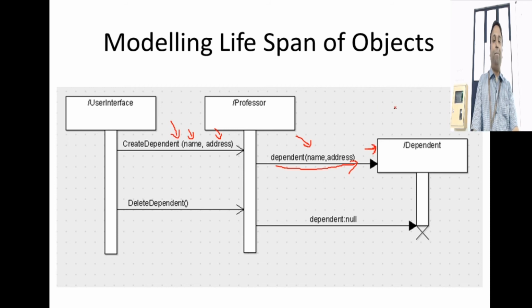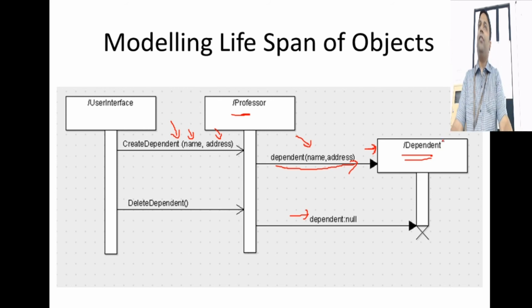Object placement. And how do you delete this object? You call delete dependent from the user interface, that is in the professor class. And inside this object, what you're doing is setting the dependent reference to null. Once it is set to null, it means you're terminating the lifespan for this object. So the null reference means it will remove the reference and it's deleted. So how do you denote delete in sequence modeling? With a cross mark like this. It means after this mark, I cannot access any of the methods or data members for dependent.